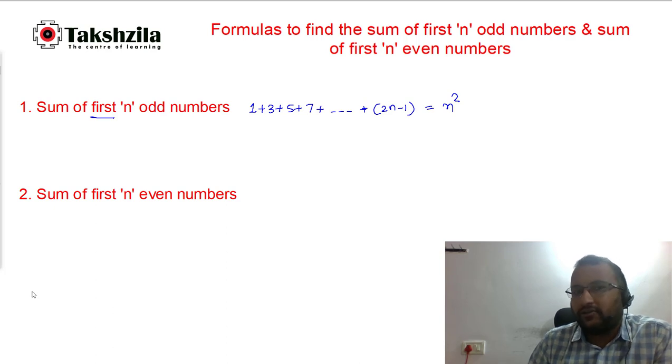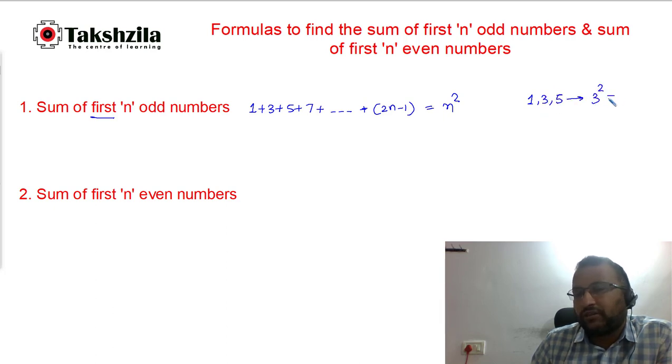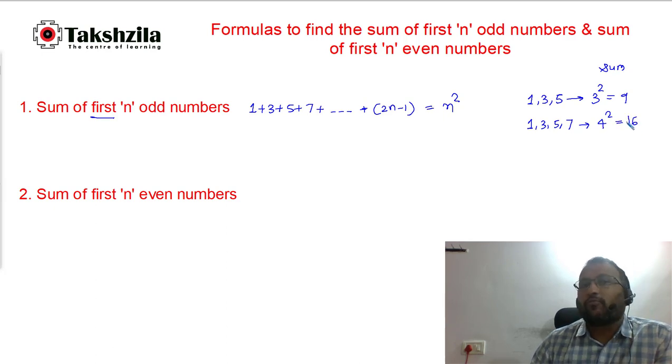For example, you can check first 3 odd numbers. First 3 odd numbers are 1, 3 and 5. Their sum is 3 square, which is equal to 9. Similarly, first 4 odd numbers are 1, 3, 5 and then 7. First 4 odd numbers, their sum is supposed to be 4 square, which is equal to 16. The formula to find nth odd number is 2n minus 1.